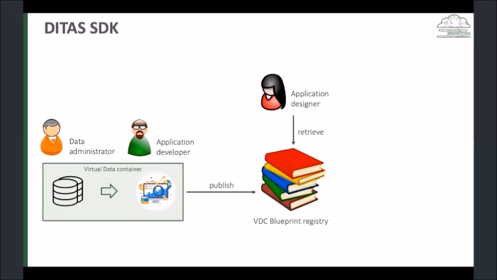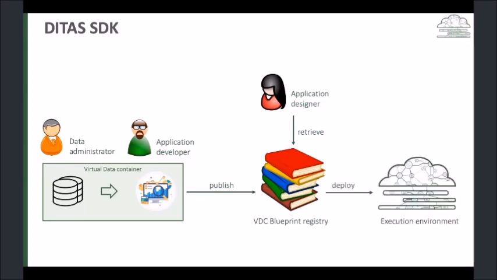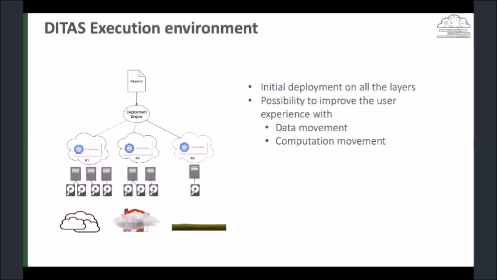The VDC blueprint registry is able to return the list of blueprints that are similar to the request, and then the application designer will select the best one, and this best one will contain all the recipe in order to make possible the deployment on the execution environment. So at this time we are on the design side, design time.